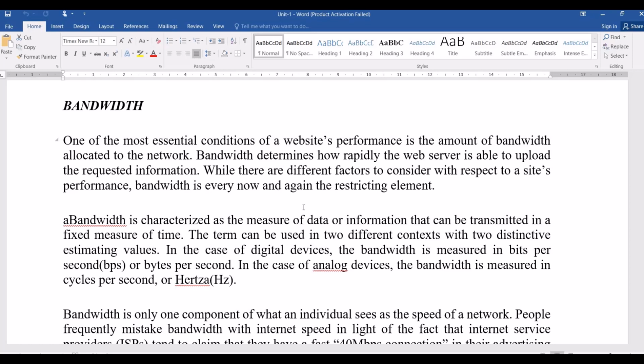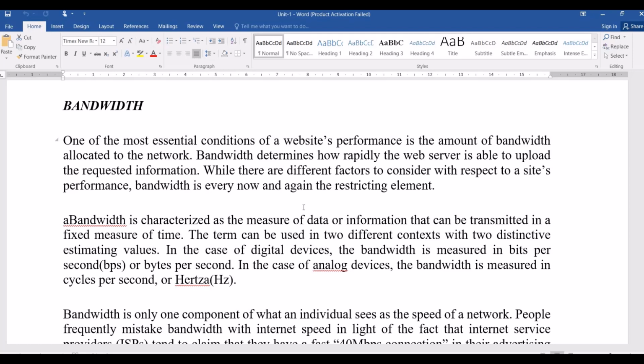So let's see here. Bandwidth is characterized as the measure of the data and information that can be transmitted in a fixed measure of time. See here, you are connected to the internet through the ISP, internet service provider, locally. NetSurf, Jio Fiber, BSNL fiber to home or anything.